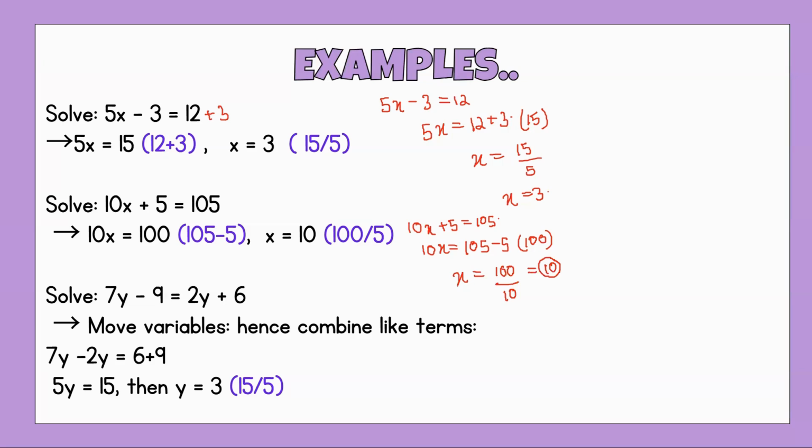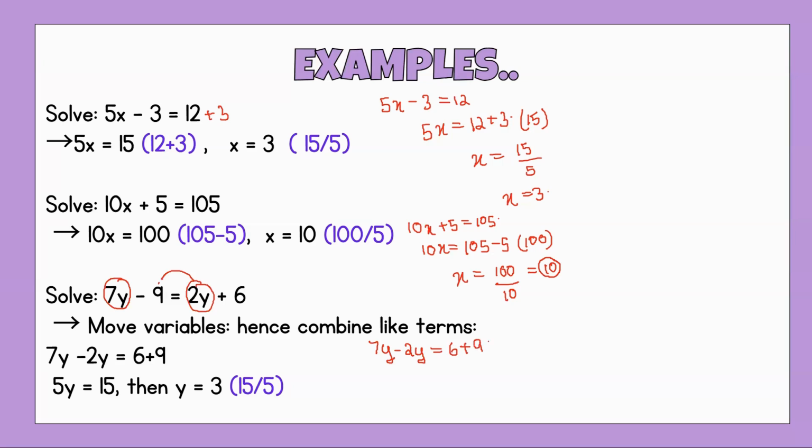Okay, in this equation, both sides have operations unlike the other ones. 7y minus 9 is equal to 2y plus 6. So 7y and 2y are like terms, right? So in the place of this 9, we will add 2y. So 7y minus 2y. And then in the place of this 2y, we will add 9 plus 6 or 6 plus 9. Anything is possible.